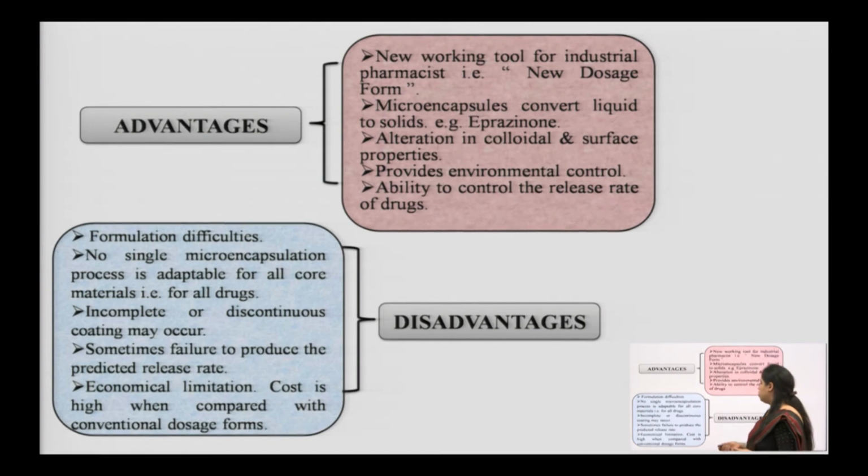Sometimes there is failure to produce the predicted release rate. We say that we can have a prolonged release rate or a modified release rate of the drug candidate, but sometimes in some cases we cannot expect the adequate release, or we can have inadequate release. So, for that rectification we need to consider the various parameters which we used in the manufacturing process, so that to overcome these factors affecting the process, we can have the proper or modified release.